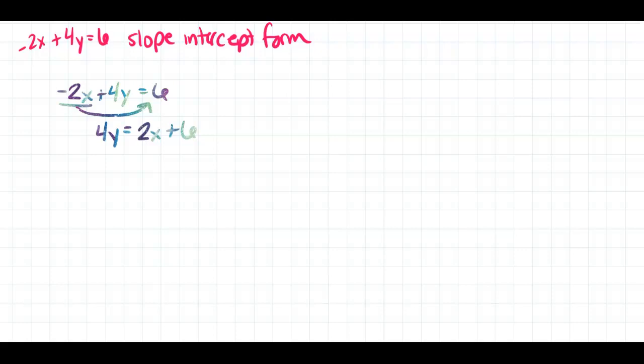All right, now I'm going to divide both sides by 4. But remember, you have to divide every term by 4. You can't just divide one term by 4. It doesn't work that way. So 4 divided by 4 is 1, we don't really need it, it's a pretend one. So y equals 2 divided by 4 is 1/2, plus 6 divided by 4. If I just divide top and bottom by 2, I get 3 over 2. So I'll keep that. So there is my slope-intercept form.